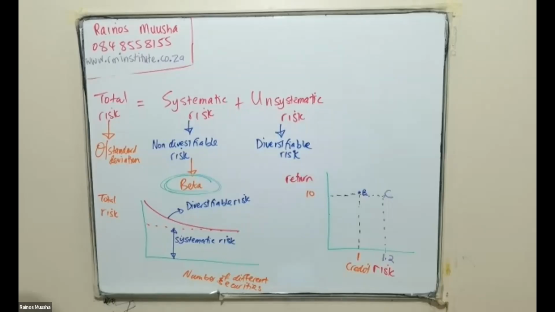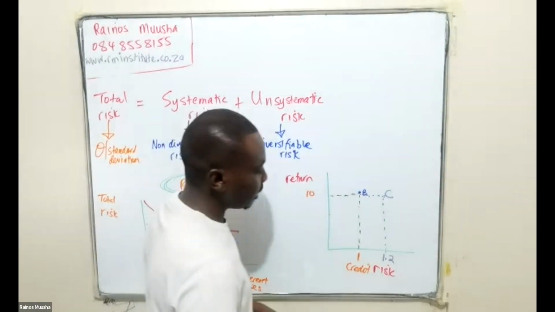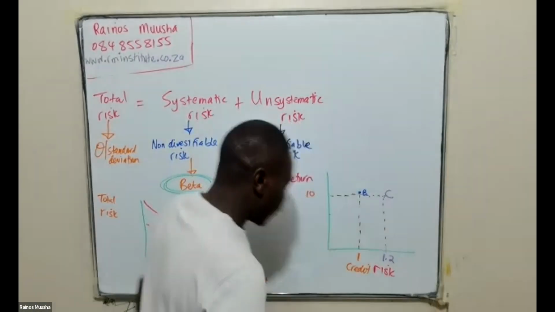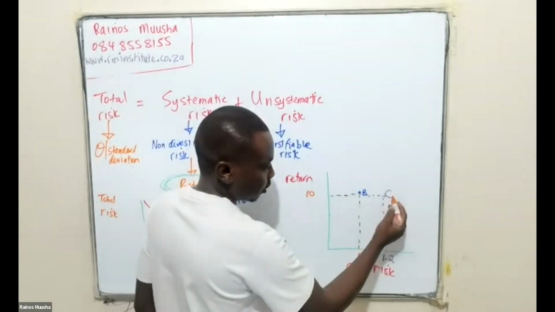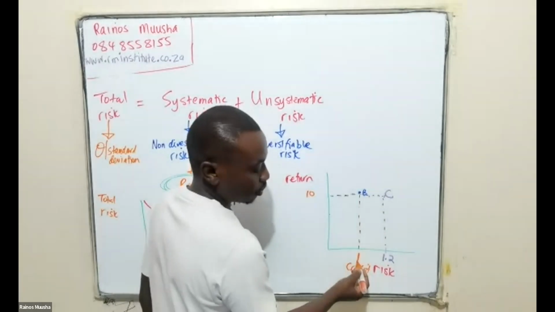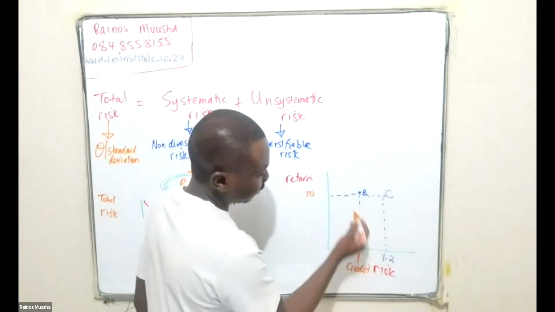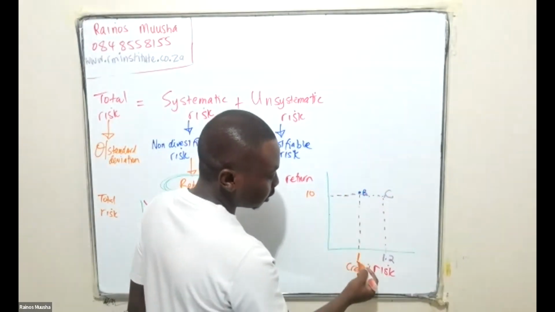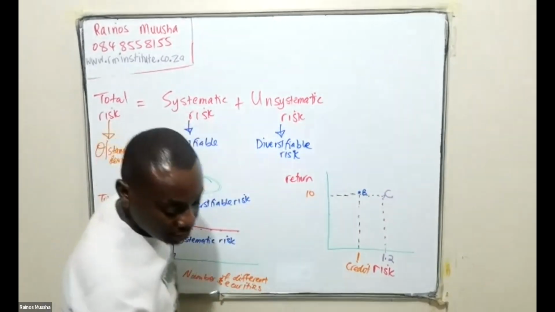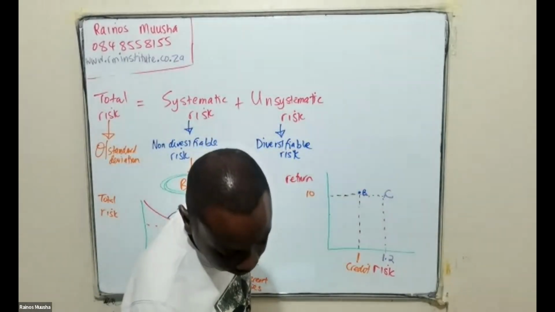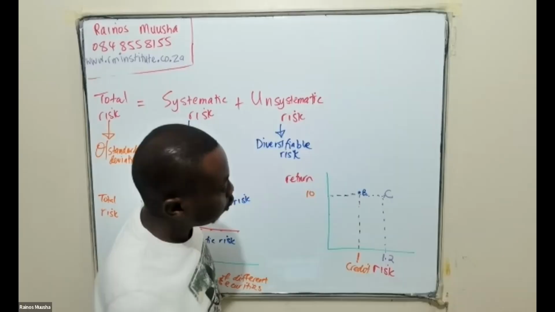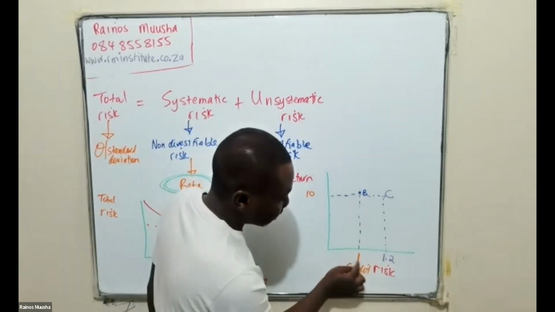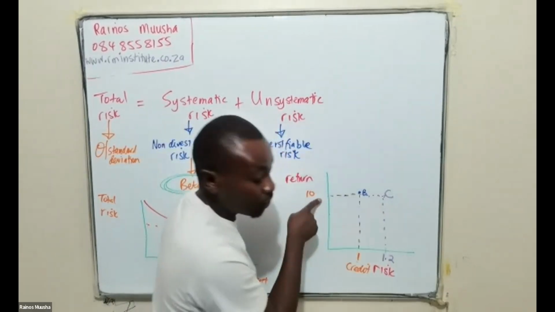Yes. So you choose investment B, the reason being that for the same amount of return, you are exposing yourself to lesser risk. So this is why that statement says you want to minimize your credit risk for a given level of return.